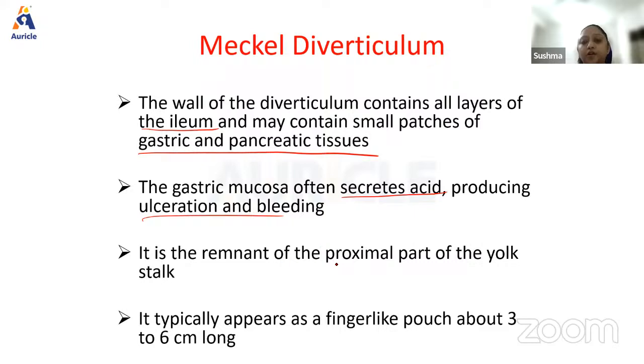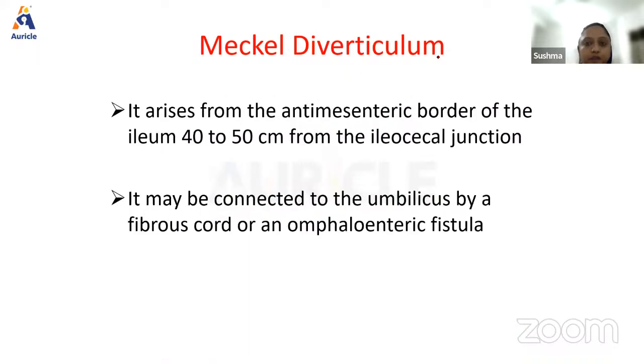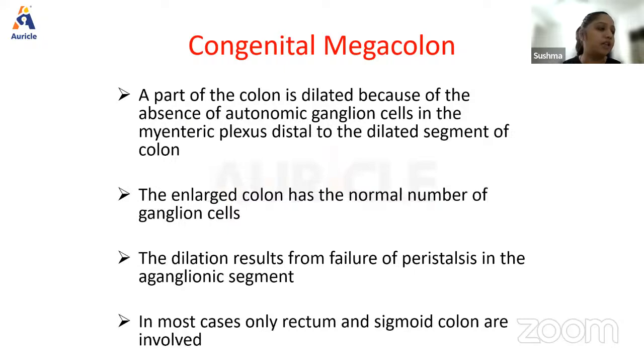And it is the remnant of the proximal part of the yolk stalk. Yolk stalk and everything should not be present in a normal baby, right? But if it is present, then it is called Meckel's diverticulum, which appears as a finger-like pouch about 3 to 6 centimeter long, and it is a true diverticulum. It is not a false diverticulum. It arises from the antimesenteric border of the ileum 40 to 50 centimeter from the ileocecal junction. Meckel's diverticulum is actually a very important surgery topic. I've just included this to show you what happens if the development does not happen properly and normally.